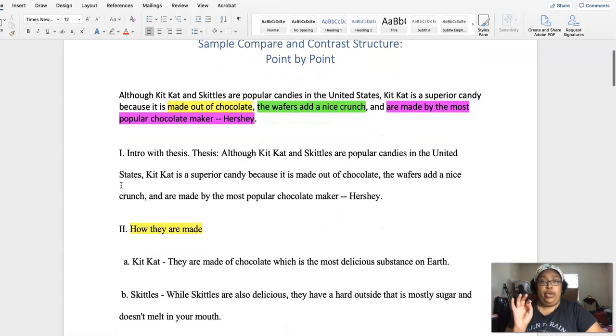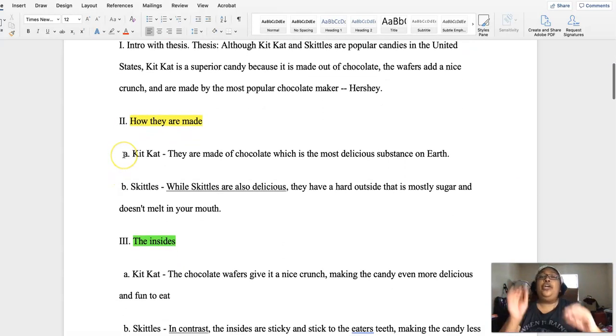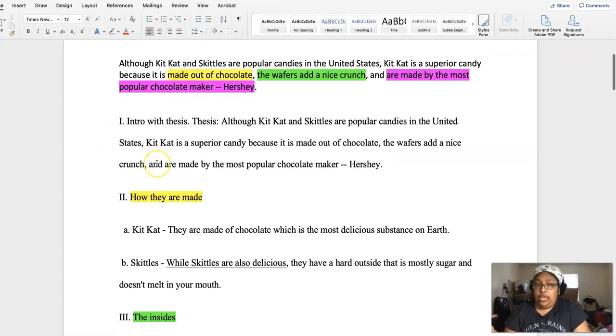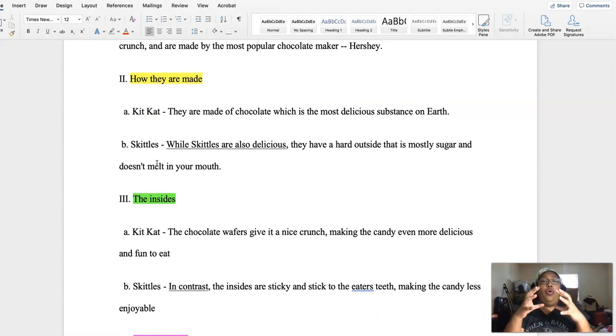So this is the point-by-point structure, and the point-by-point structure literally means that you're going to have one point go against the other in one paragraph. So the first paragraph is the yellow paragraph, which is essentially how it's made or what they're made out of. You're going to start with Kit Kats first. You're going to talk about how chocolate is awesome and is like the nectar of the gods. So that's one. After you're done, you're going to move into the Skittles section of the same paragraph. They're not going to be different paragraphs. They'll be the same paragraph.